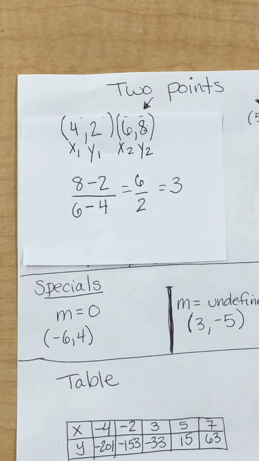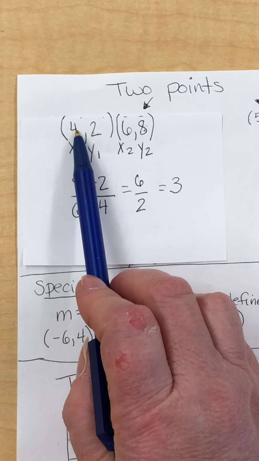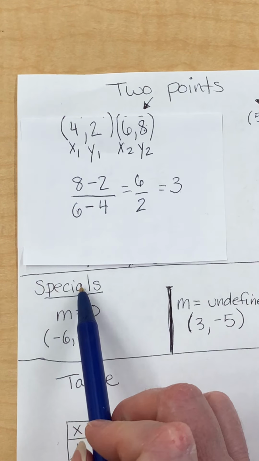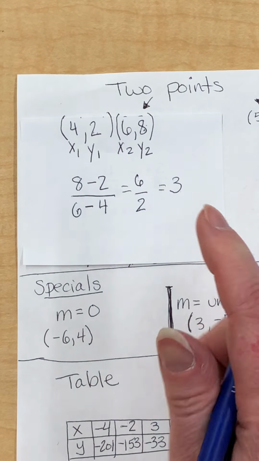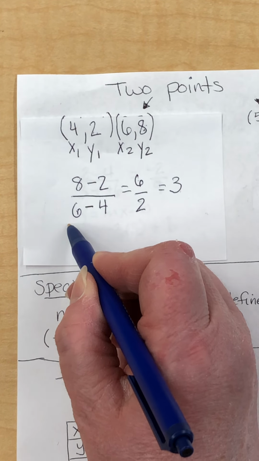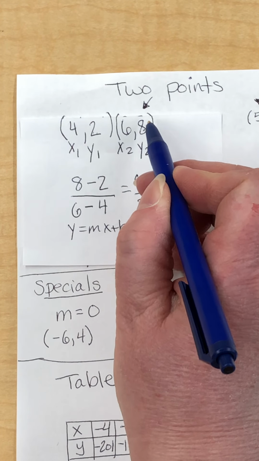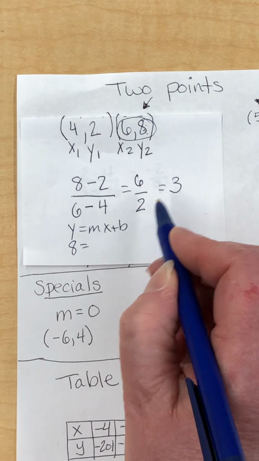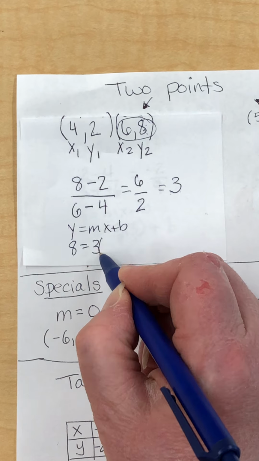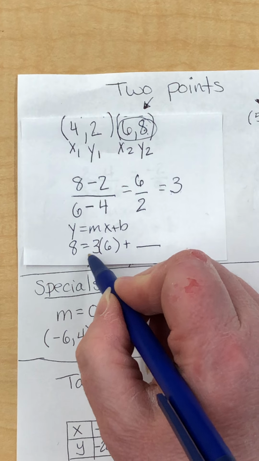Okay, now we're supposed to be writing an equation in y equals mx plus b. So I have the m, and they were nice enough to give us 2 sets of x's and y's, so I have to actually calculate this. If you're given 2 points, or if you're given 1 point and the slope, you'll do the same thing. So I have y equals mx plus b, and let's say that we use (6, 8). So 8 is the y, my m was 3, my x is 6, and then I'm going to say, what do I add to that in order to get 8?